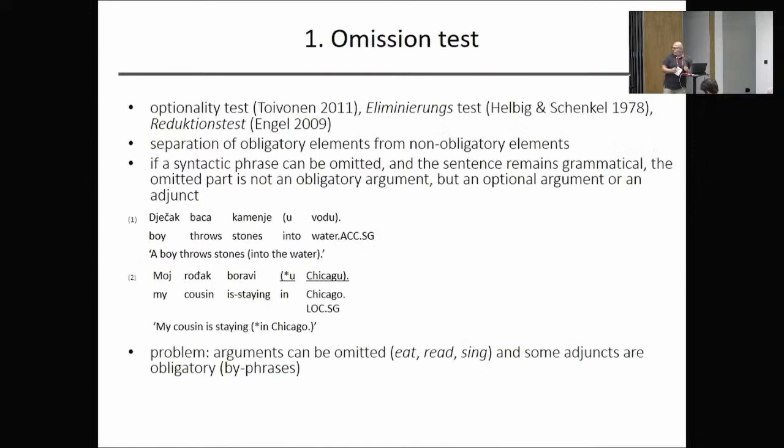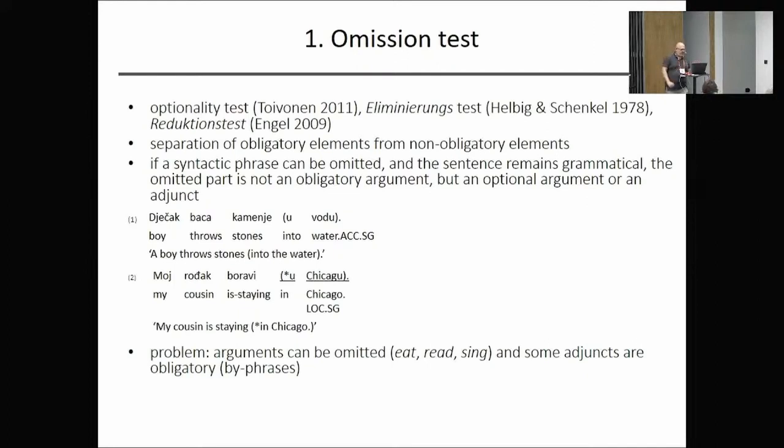The first test is an omission test or optionality test. This is the most used test; I think it works for all languages. It separates obligatory elements from non-obligatory elements. If a syntactic phrase can be omitted, then the sentence remains grammatical, and the omitted part is not an obligatory argument.